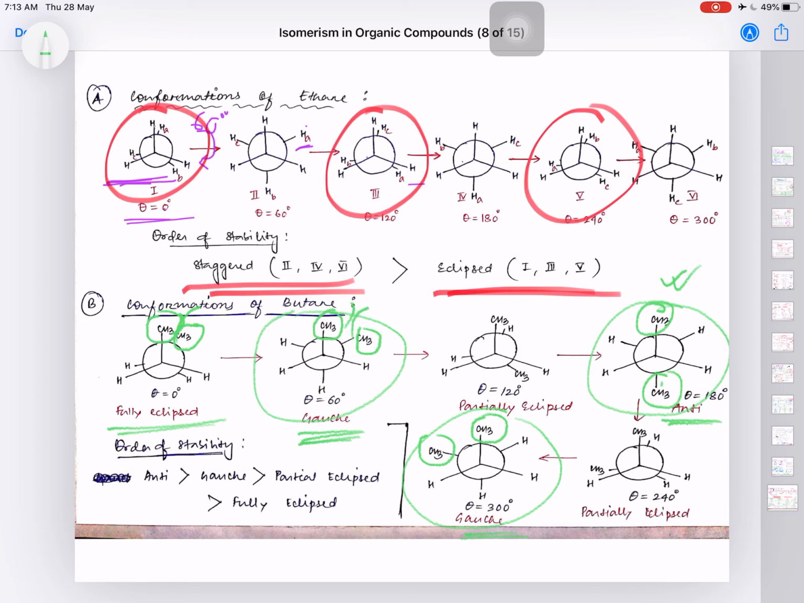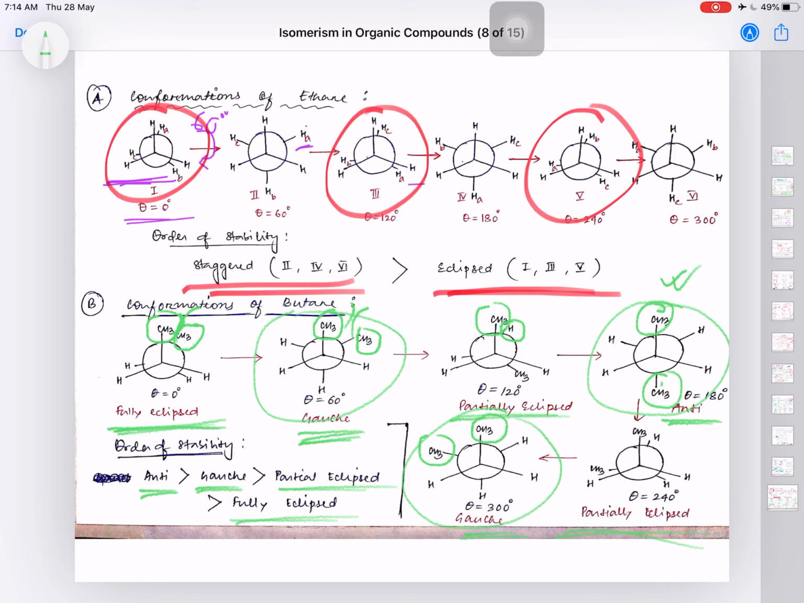Out of the eclipsed structures, the first structure is fully eclipsed because CH3 and CH3 are overlapping each other. In the third and fifth structures, the CH3 overlaps with hydrogen, so those are called partially eclipsed structures. So the order of stability will be: anti is the most stable, then gauche, then partially eclipsed, and then fully eclipsed. So this is what we have from conformation, in stereoisomerism.